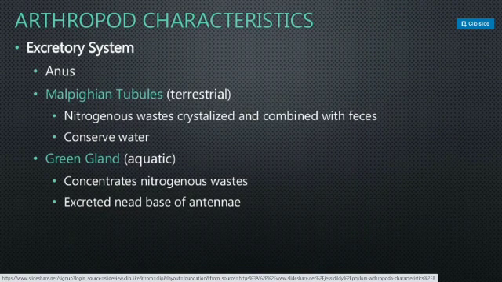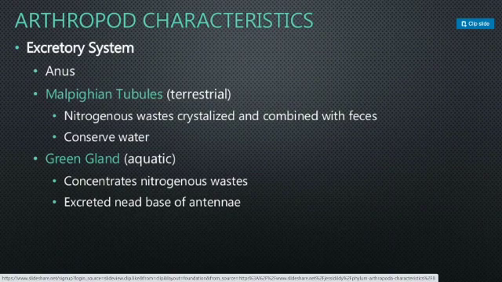So the excretory system may be in the form of the anus, or maybe in the form of the Malpighian tubules in some terrestrial forms, or the excretion can occur through the green glands which are present in the aquatic forms. So what is the purpose of the Malpighian tubules? These excrete the nitrogenous waste in the form of crystals combined with the feces, and this mode of excretion is to conserve water actually.